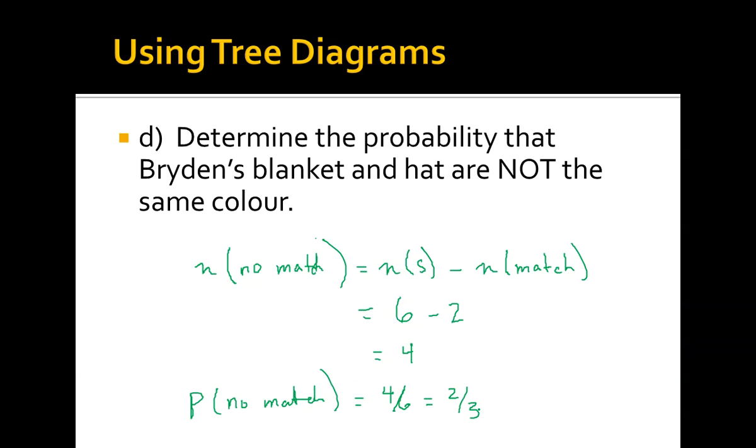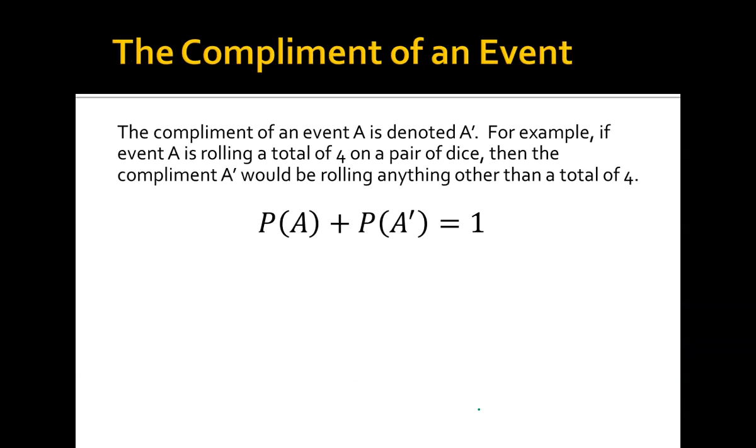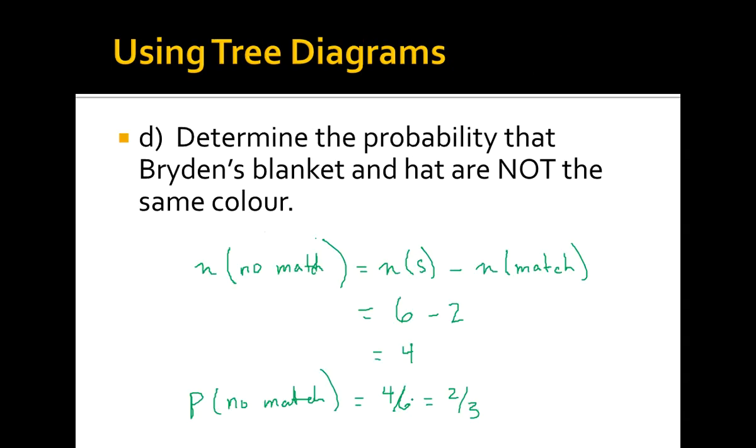This brings us to something called the complement of an event. Here, the event of having no match, his clothes not matching, was the complement of his clothes matching. Those two events complement each other. The formal definition of a complement is the following. If an event is denoted A, the complement, we use that little tick or apostrophe above the A, and we read that as A prime. For example, if event A is rolling a total of 4 on some dice, then the complement would be rolling anything other than a total of 4. And for this question here, if we call the event of matching M, then the complement of his clothes matching would be not matching, and we would call that M prime.